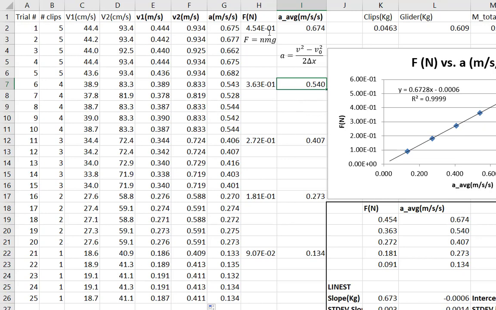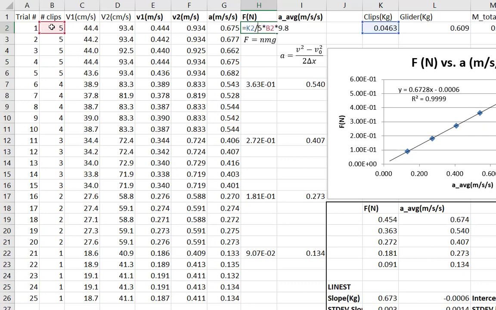And then for the forces, these are the forces acting on the whole, complete system, the system of the glider and all the clips. So the force is supposed to be this, and the number of clips, m, the mass of each single clip, and then times gravity. So the way that I calculated was this.